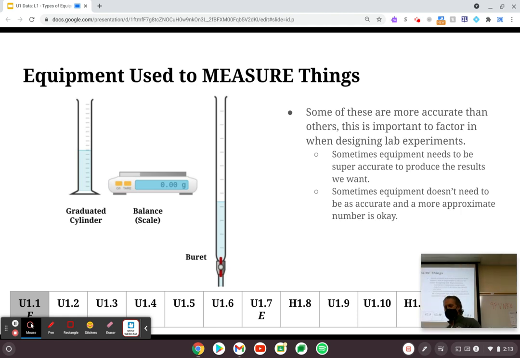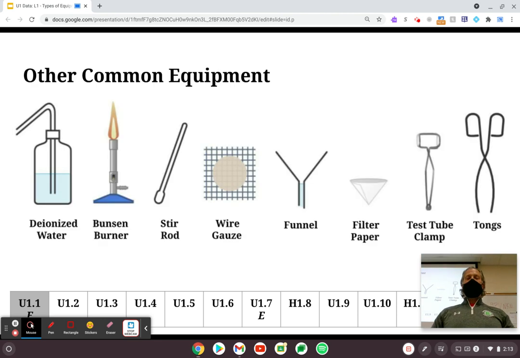So we have things that we store stuff in, we have things that we measure stuff in, and then lastly, we have other pieces of equipment that you might be familiar with, and this slide you don't have. So just pay attention. I'm going to leave it up there.